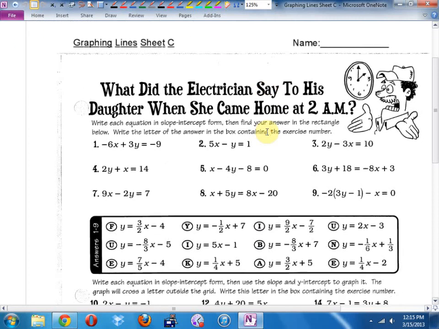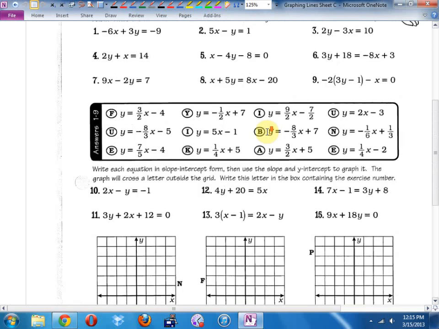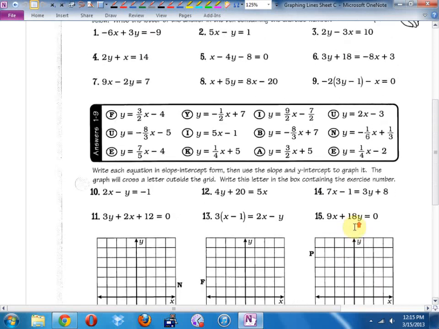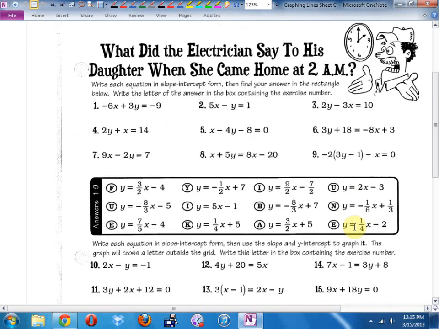Here, you'll have to rearrange the equations into slope-intercept form, probably on a separate piece of paper. Then from 10 to 15, rearrange them into slope-intercept form and then graph them. Find which letter they go through. And you can find out what did the electrician say to his daughter when she came home at 2 a.m.